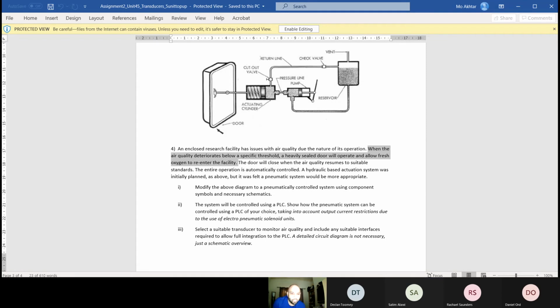Okay. Now let's see what the question says. Modify the above diagram to a pneumatically controlled system using components, symbols, and necessary schematics.